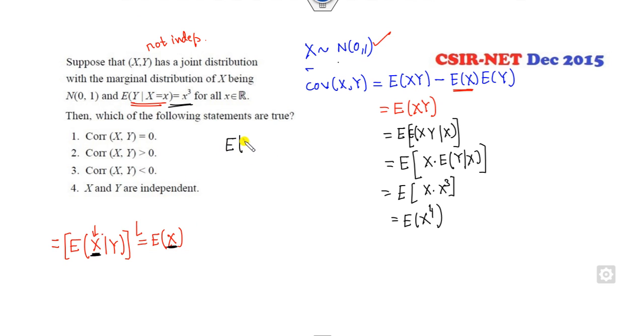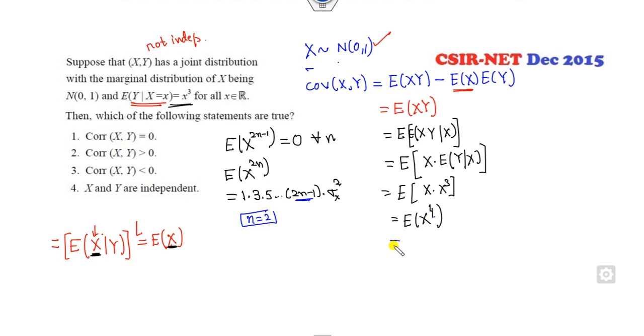So we all know the expected value of x to the odd power n is always 0, while the expected value for even powers is 1, 3, 5 up to 2n minus 1 into sigma square, sigma of the x. Now you can see in this case n is 2. So if I substitute 2, it will be 1 into 3 into variance of the x. What is the variance of the x? 1. So it is 3, which is greater than 0. So the covariance is greater than 0.